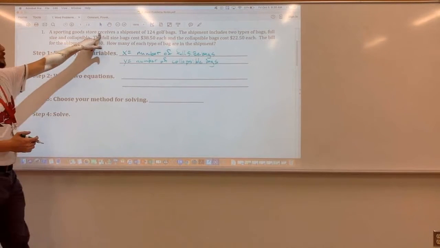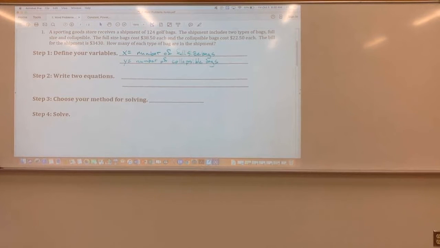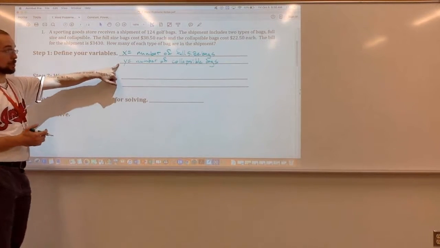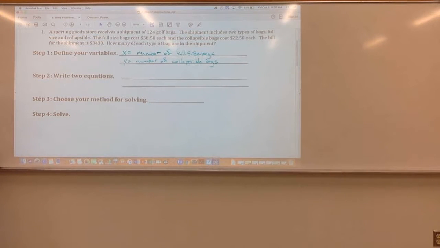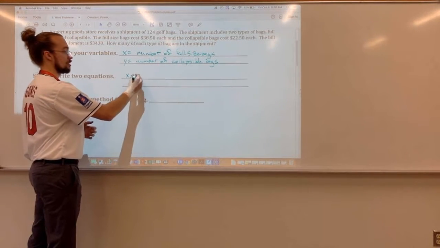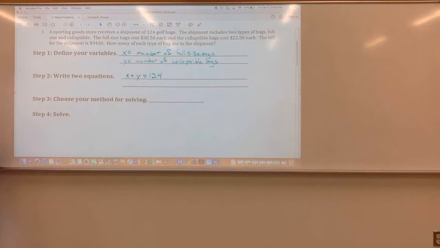So let's look at this first sentence. It says the total amount of golf bags that we got was 124. Okay? So we can say that the number of full-size bags plus the number of collapsible bags is equal to 124. That would just look like this. Right? x plus y equals 124.